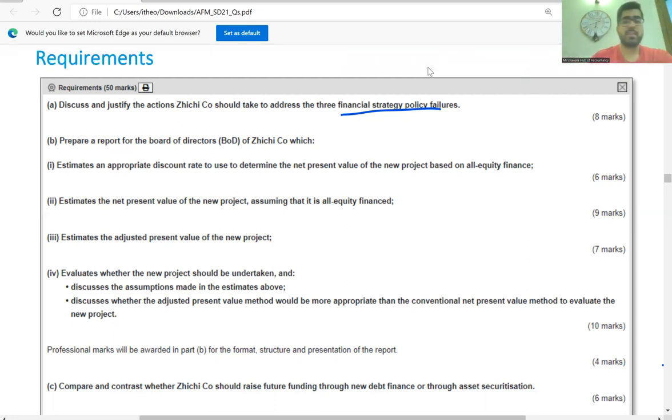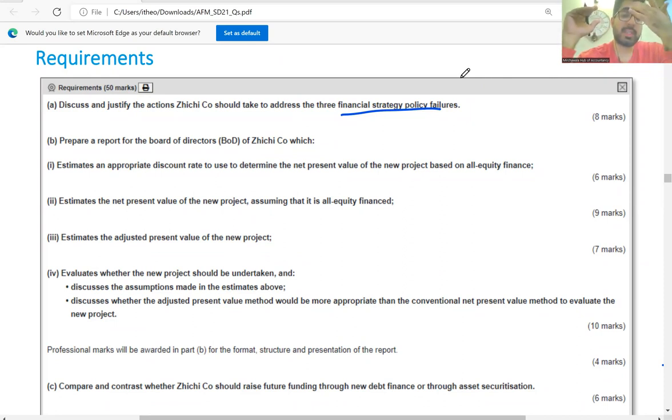Another policy failure: using a fixed discount rate of 10%. So use a specific discount rate for each project. Justification: every project carries different risk. High risk projects should have high rates. If you use the same rate, even for high risk projects, you use the lower rate, so the NPV is artificially high. For low risk projects, the rates should be low. If you're still using a high rate, the NPV would be low. That was the discussion done.